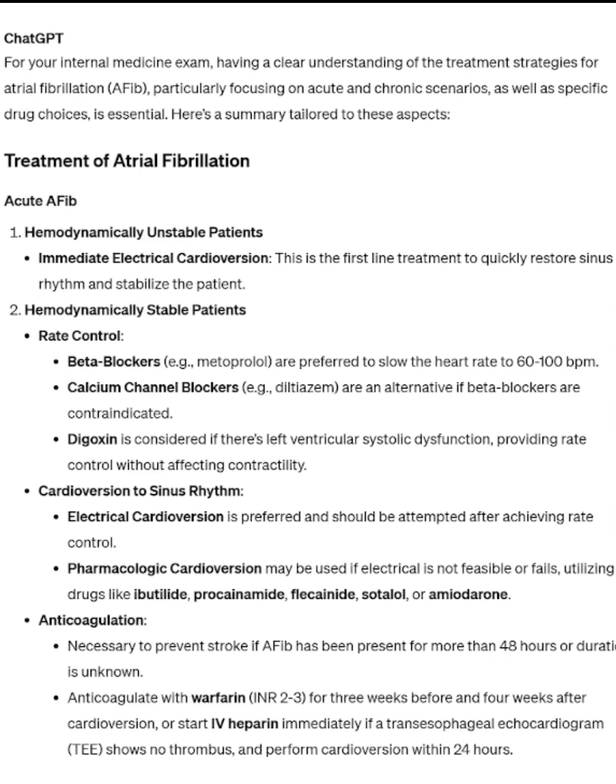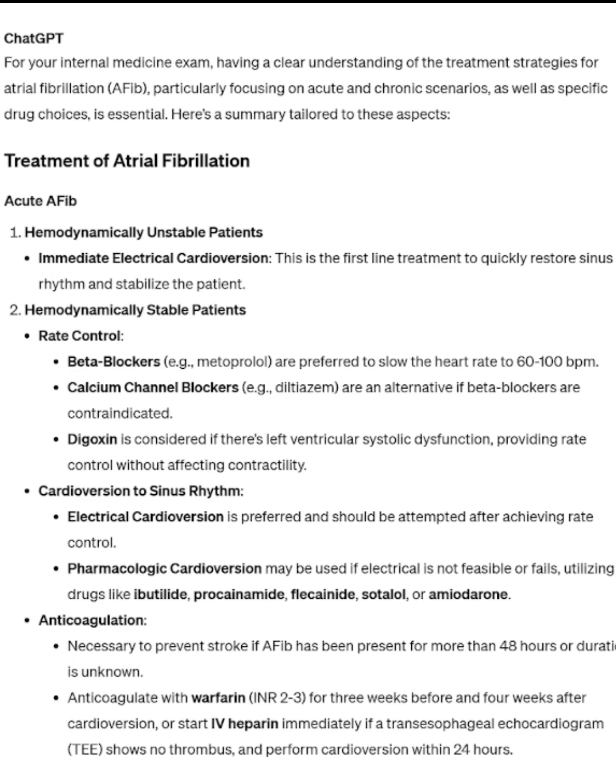Digoxin is considered if there's left ventricular systolic dysfunction, providing rate control without affecting contractility. Cardioversion to sinus rhythm: electrical cardioversion is preferred and should be attempted after achieving rate control. Pharmacologic cardioversion may be used if electrical is not feasible or fails, utilizing drugs like ibutilide, procainamide, flecainide, sotalol, or amiodarone.